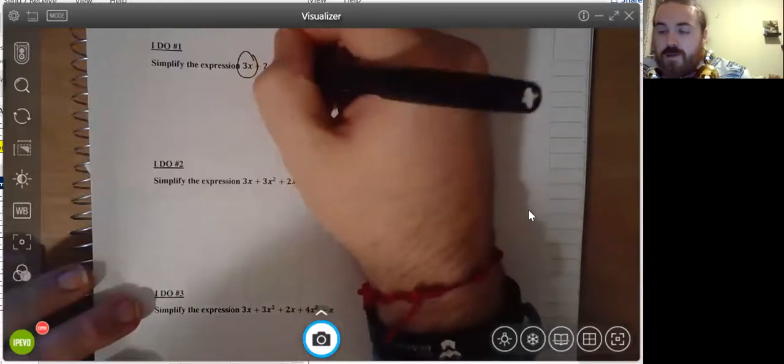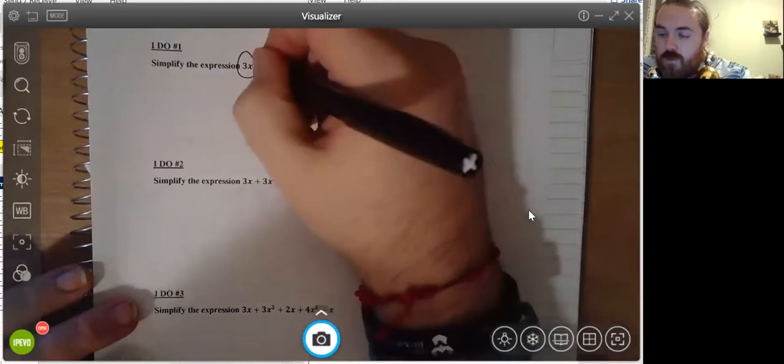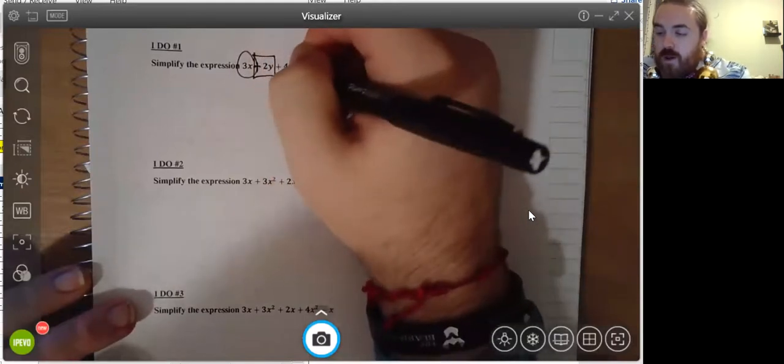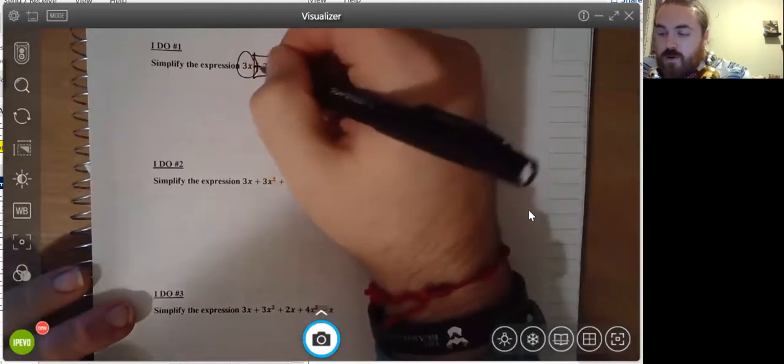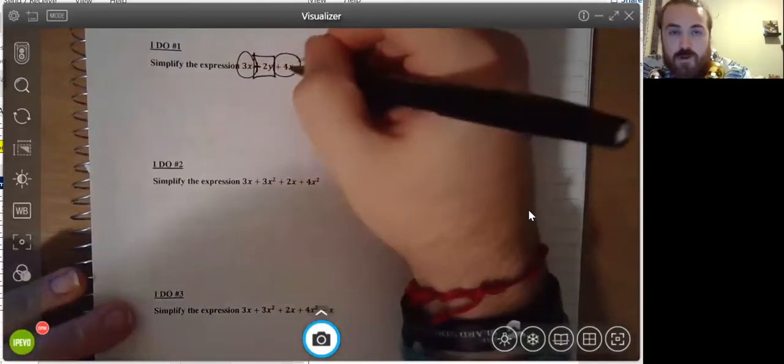Oh, well that's y, that's a different variable, I can't combine them. So let's use a box. And remember that's a plus, I want to make sure I remember that's a plus. Oh, and look, another x, so that's the same as this one. Let's use a circle again. All right, so now I've identified what the like terms are.